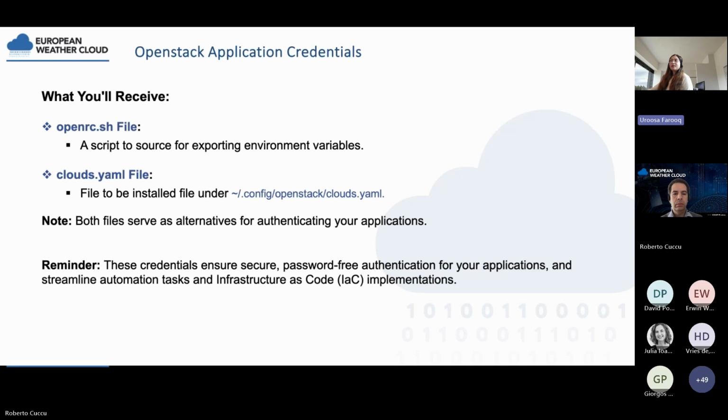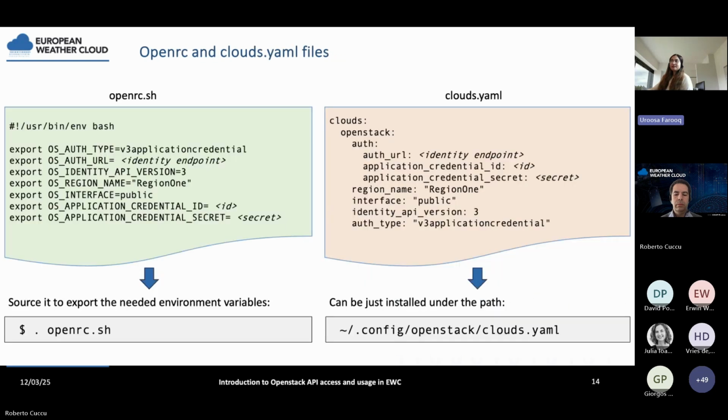The OpenRC file is used to export the environment variables which are necessary for interacting with OpenStack. And the clouds.yaml file can be installed under this location: .config/openstack/clouds.yaml on your machine. Both these files serve the same purpose, so you can use either one depending on your preference. These credentials will allow you to integrate your application securely with OpenStack. So, moving on to the next slide.